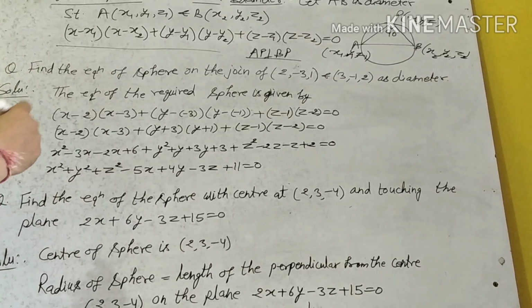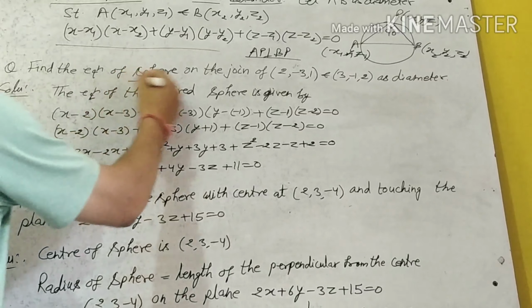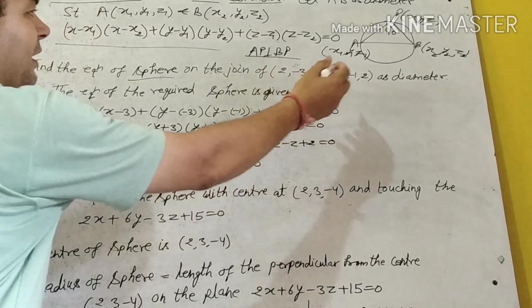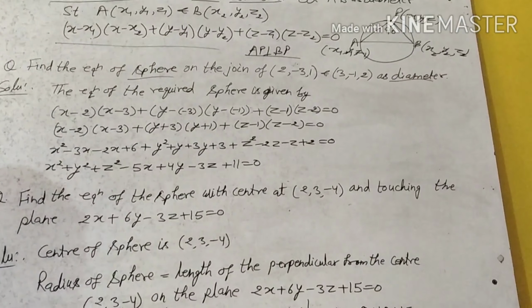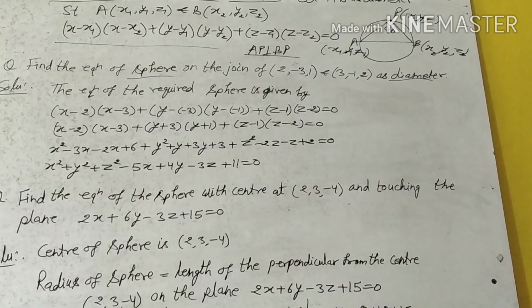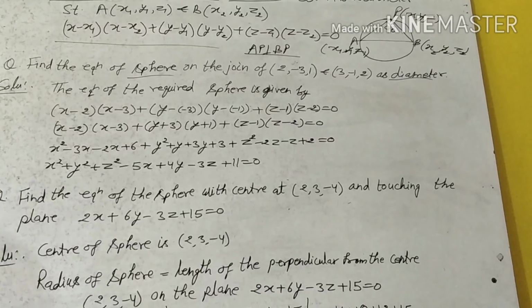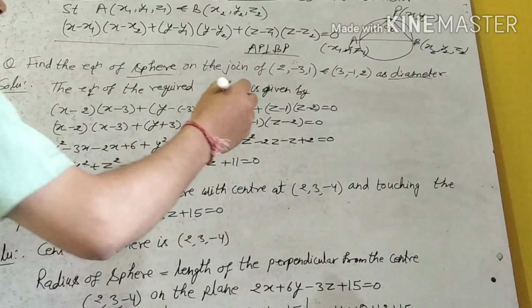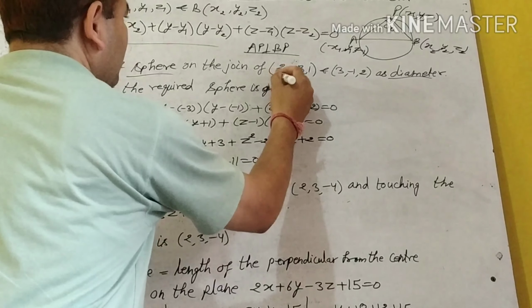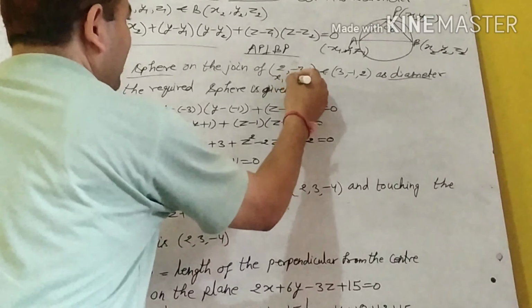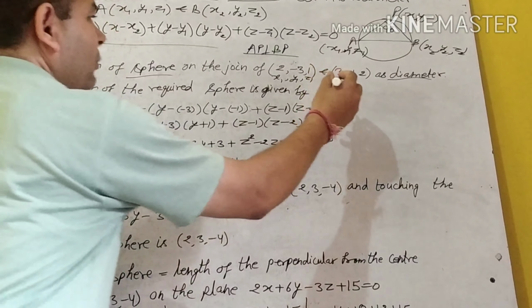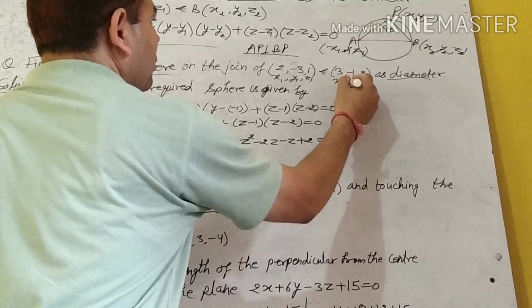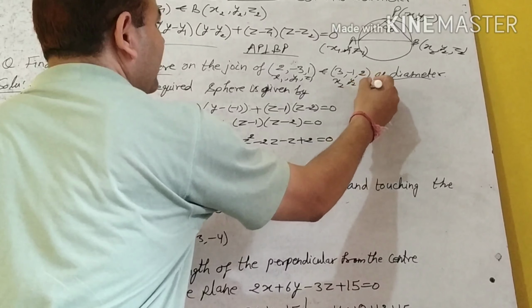Now come to the question. Find the equation of the sphere with the join of this and this as a diameter. The coordinates of the diameter are given, and you have to find the equation of the sphere. Now you know, directly by the formula (x minus x1)(x minus x2). Let us suppose this coordinate is x1, y1, z1, and in the same way this is x2, y2, z2.